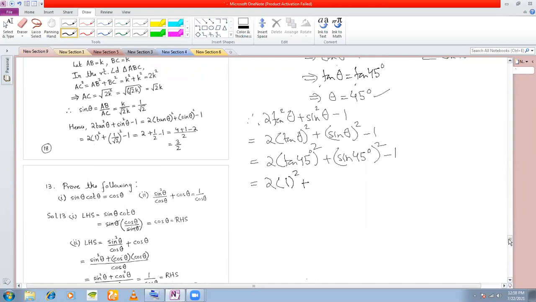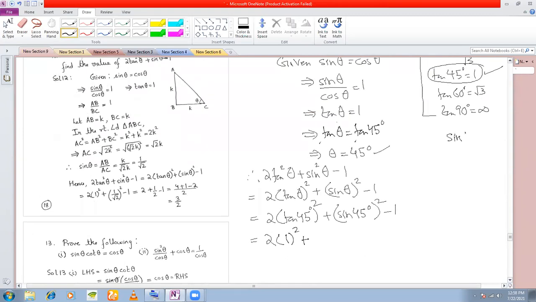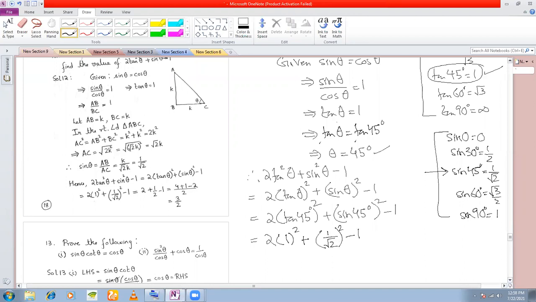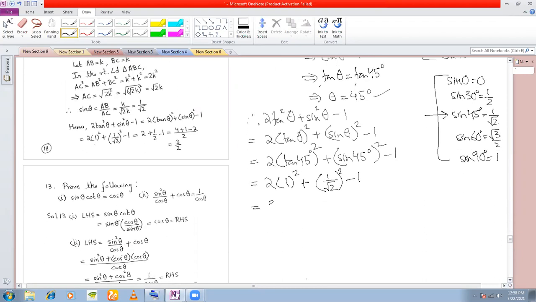Now sine 45 is also a standard value. These are the list of values of sine. Sine 0 is 0. Sine 30 is half. Sine 45 is 1 by root 2. Sine 60 is root 3 by 2. And sine 90 is 1. These are the standard values of sine. So sine 45 here, how much do you see? 1 by root 2. So put it here. Minus 1. That's it. You will get this as 3 by 2 as simplified earlier.